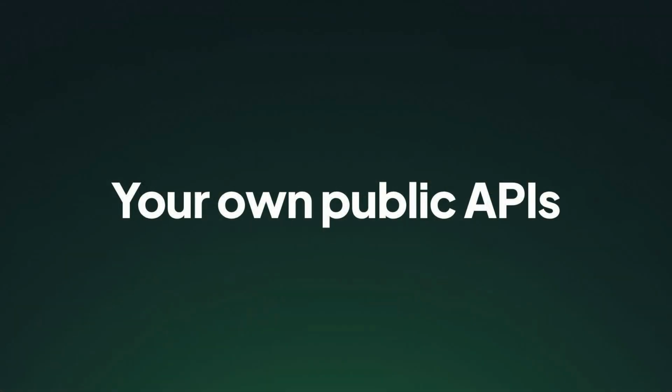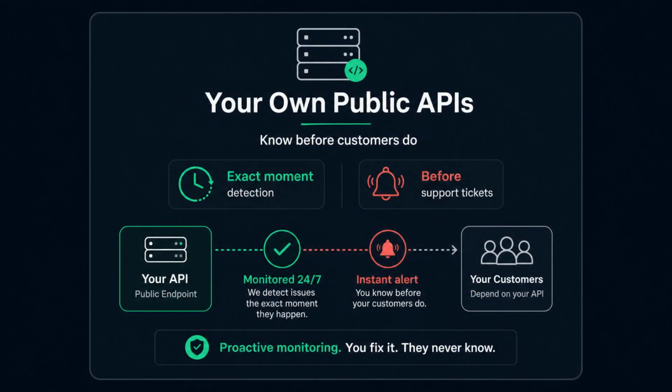And your own public APIs. If your customers depend on your API, you should know the exact moment it stops returning what you promised them, before they file a support ticket about it. That's API monitoring in UptimeRobot, same setup speed as a regular monitor, but with the assertion layer that validates what comes back.